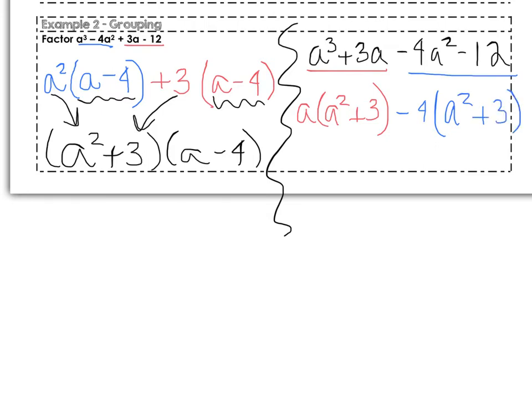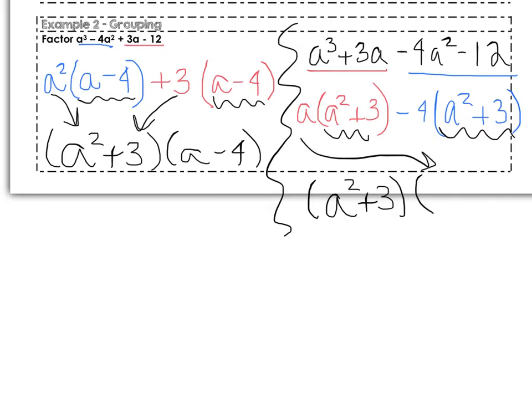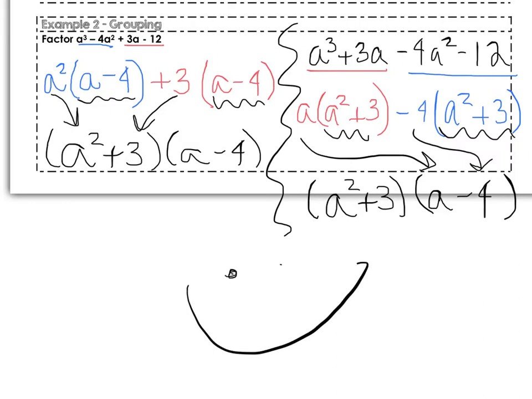And look at that. Both of these also now have an a squared plus 3 in common. So now I take their a squared plus 3, create a factor, and now what they had in common individually creates the other factor. Notice that both produce the same exact answer. I just wanted to prove to you that it doesn't matter which order you do it in, so long as they both produce a common factor.